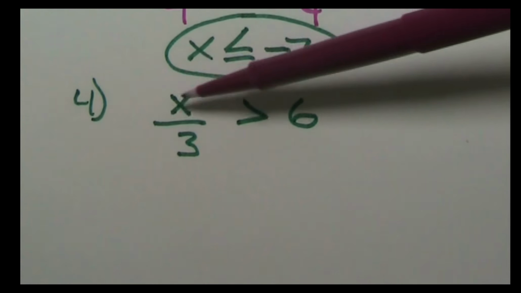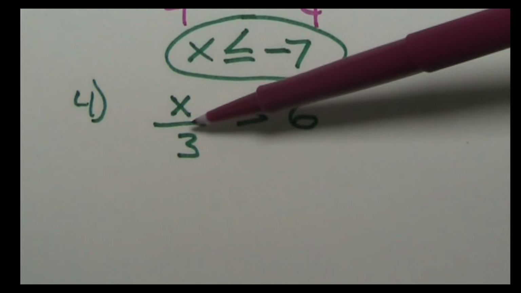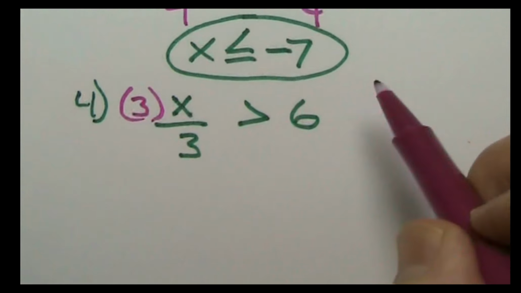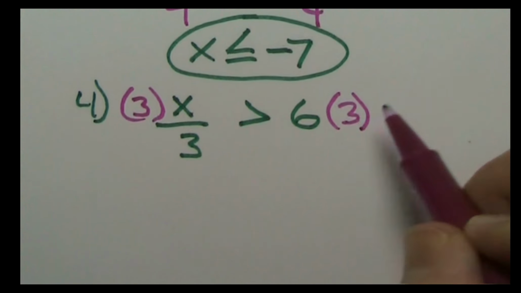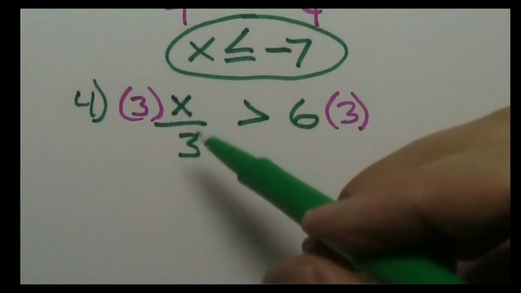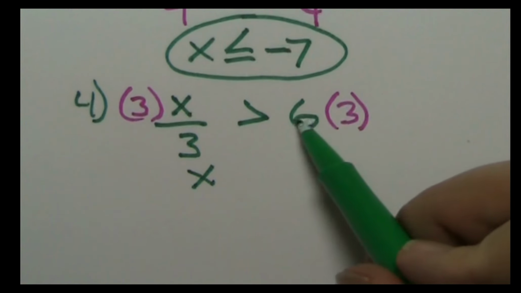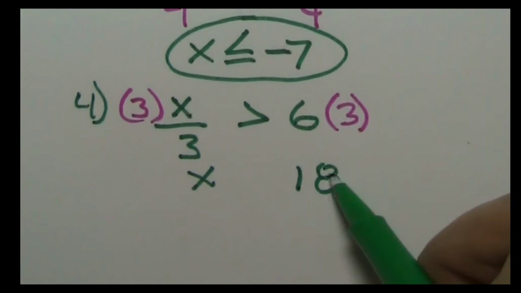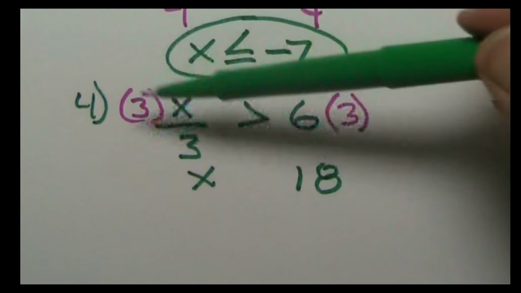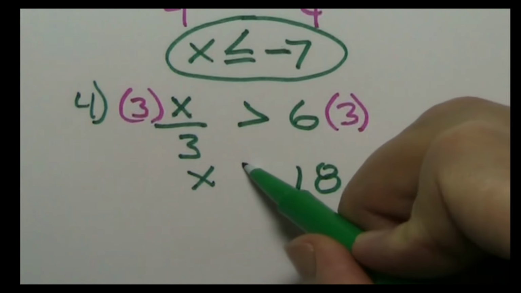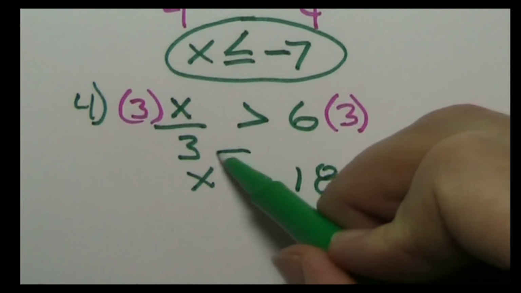Okay, to get the variable alone on 4, this is divide by 3, so I need to do the opposite. I will multiply by 3. Okay, that's going to leave me with just x. We got the variable alone. 6 times 3 is 18. And let's see, I multiplied by a positive number. So no, the arrow does not change.